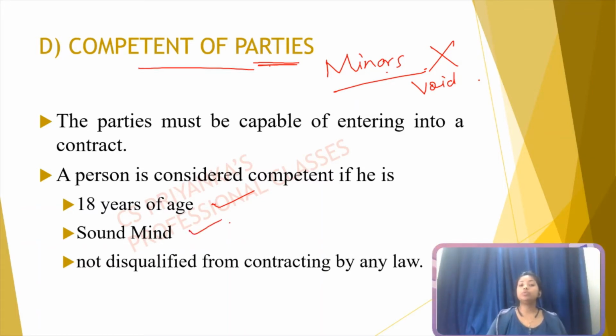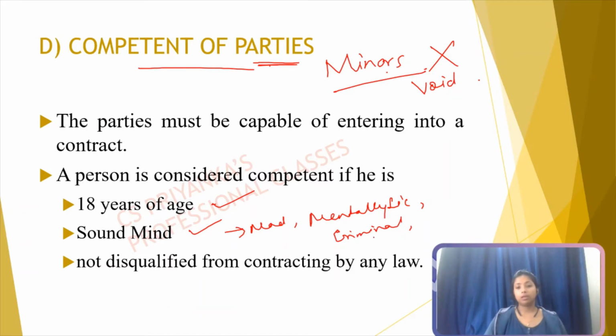He should be of sound mind. That means he should not be mad, mentally sick, of criminal mentality, a lunatic, etc. So he should be a person of sound mind, meaning he is capable of taking any decision in a contract. Then only he is eligible to enter into a contract. And lastly, not disqualified from contracting by any law.